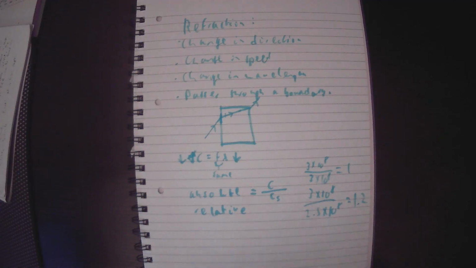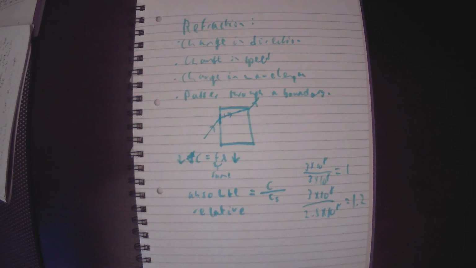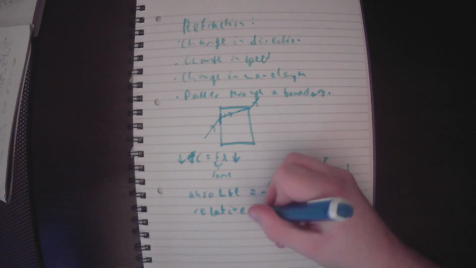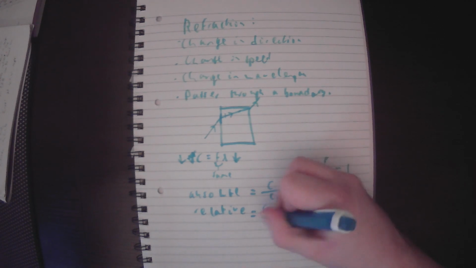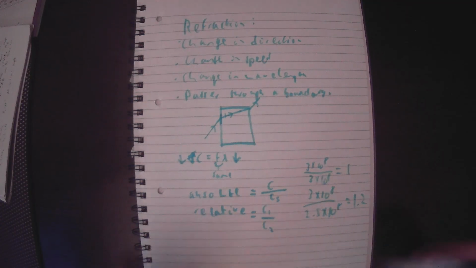But yeah, so absolute refractive index is measured from the speed of light in a vacuum compared to the speed of light in the medium, but relative is medium to medium. So we will denote that with C1 over C2. And that's kind of what I did with the air and the glass there, is the relative refractive index. But because the absolute refractive index of air is so close to that of a vacuum, it's kind of the same thing in the example that I gave.